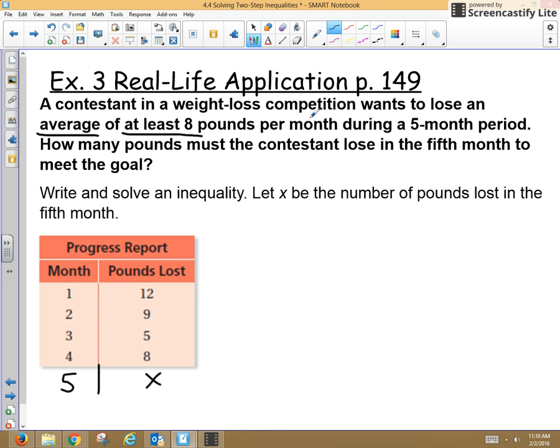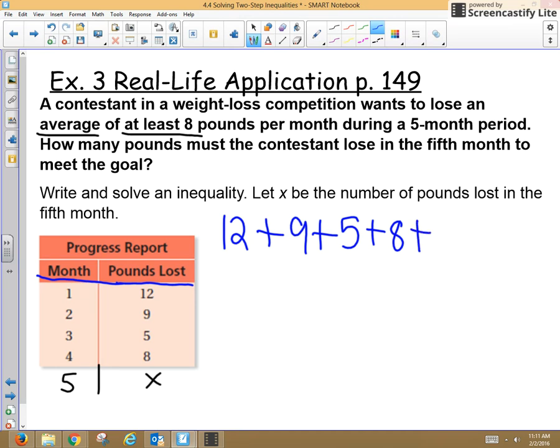How many pounds must the contestant lose in the 5th month to meet the goal? We need to write and solve an inequality. Let X be the number of pounds lost in the 5th month. So if you notice on the progress report chart, month here and pounds lost here. Month 1, they lost 12 pounds. In month 2, they lost 9. In the 3rd month, they lost 5 pounds. In the 4th month, they lost 8 pounds.